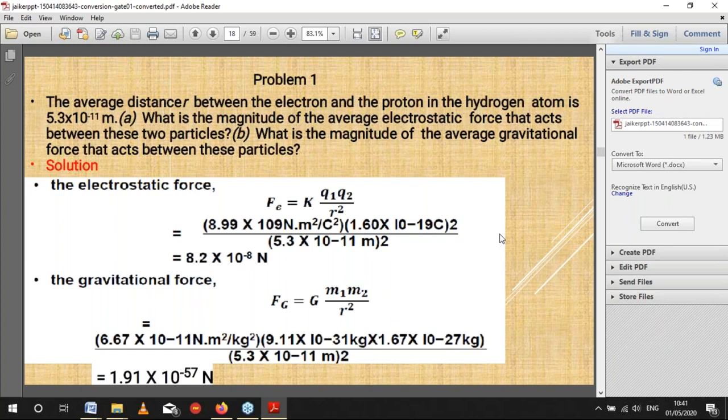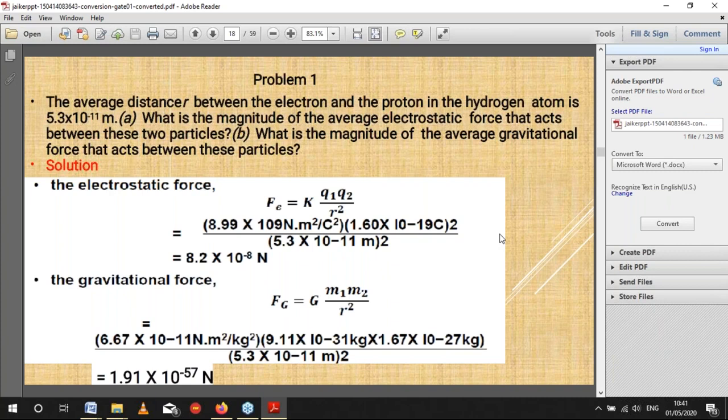So now let's look at the solution. What I have here is the electrostatic force. So from what we have, F of E is equal to K, Q1, Q2 all over R squared. When we input the values, we have 8.99 multiplied by 10 raised to power 9 Newton per meter square, then 1.60 multiplied by 10 raised to power minus 19, sorry, 10 raised to power minus 19 all squared.